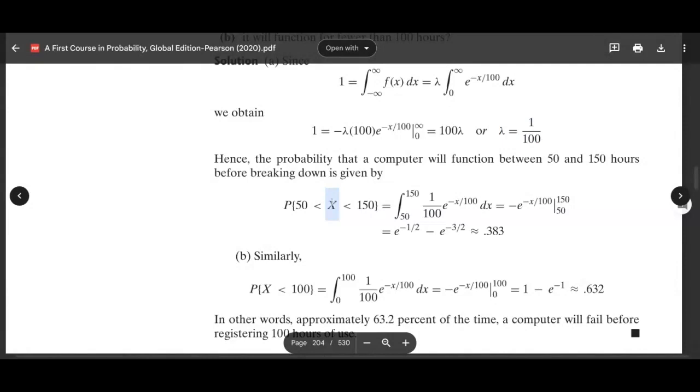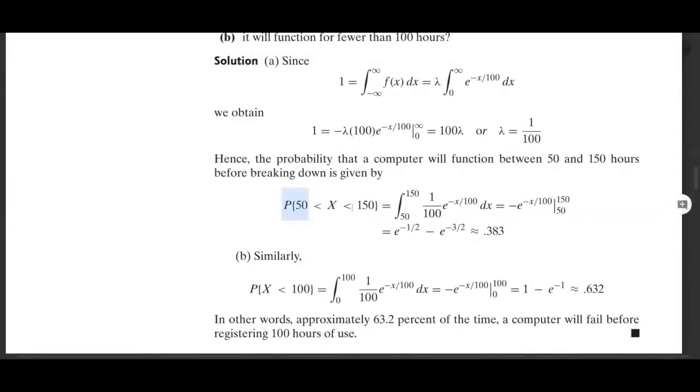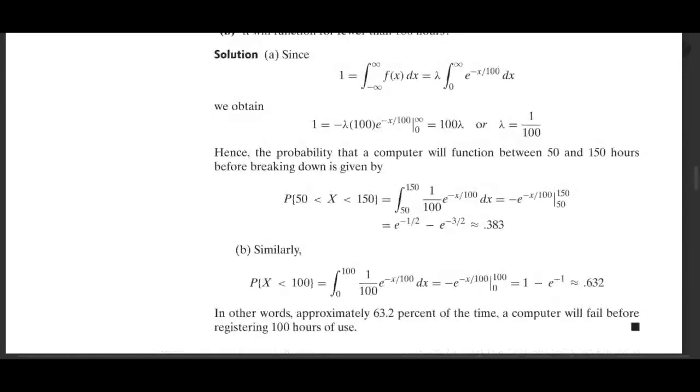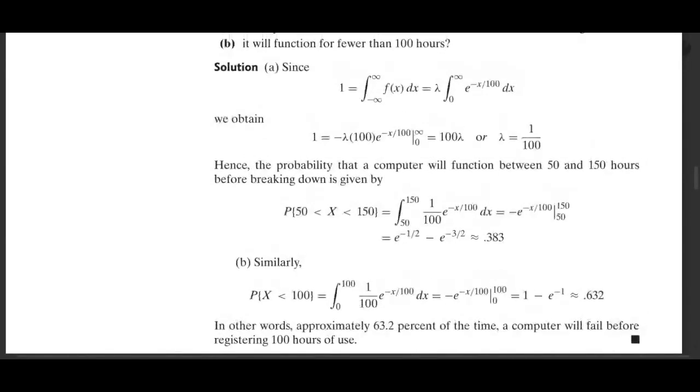Then we want to find the random variable in between 50 and 150. So lower limit of 50, upper limit 150. So plug in the density function, and hopefully we still remember how to integrate this. Right, then evaluate it. That's about 38%. Anyone has any questions?